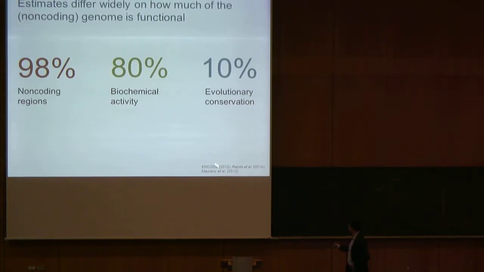But estimates around the same time and more recently have tried to look at function in terms of conservation across closely related species. The idea is if something is truly functional, it should be conserved, right? It shouldn't be mutated away. And those estimates have been almost an order of magnitude lower, something like 8%, 10% of the genome. So there's a bit of a discrepancy here. Which one is it? Is it that 80% of the non-coding genome is functional, or is it something more like 8 or 10%?